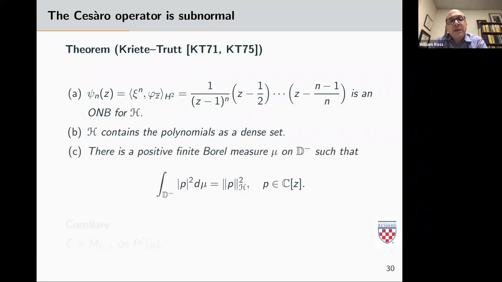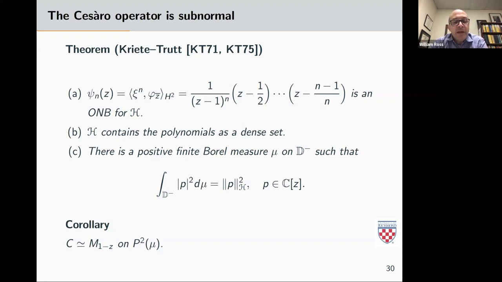The real gem of this is that, at least on the polynomials, you can renorm H by an L2 integral norm. For any polynomial P, the L2 norm of P is equal to the H norm squared. So as a corollary, the Cesaro operator is unitarily equivalent to multiplication by 1 minus z on what we're calling P2 mu, the closure of the polynomials in L2.